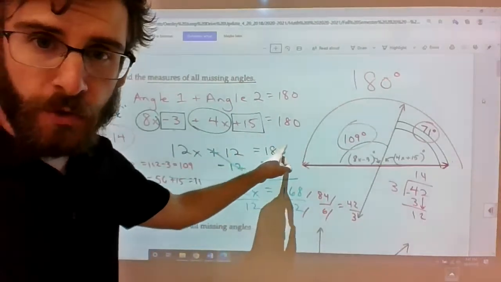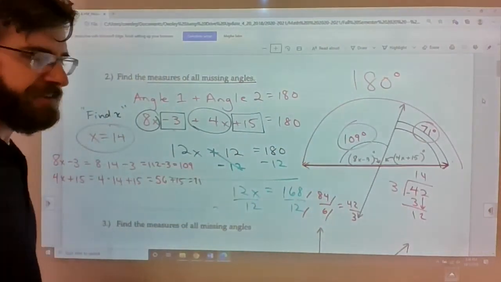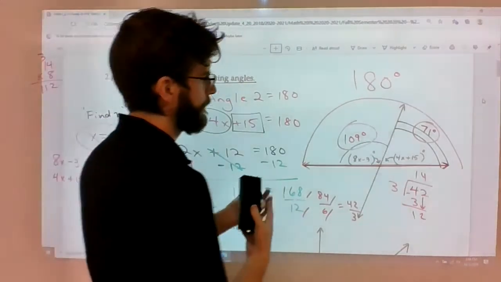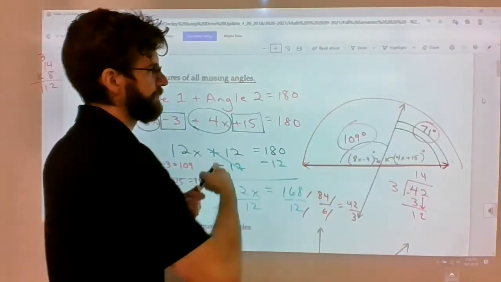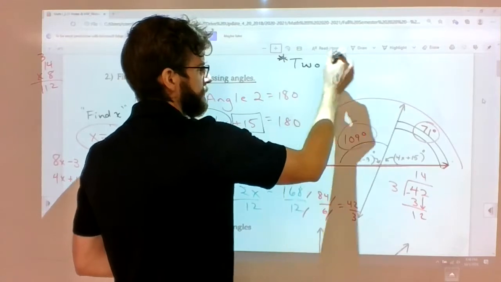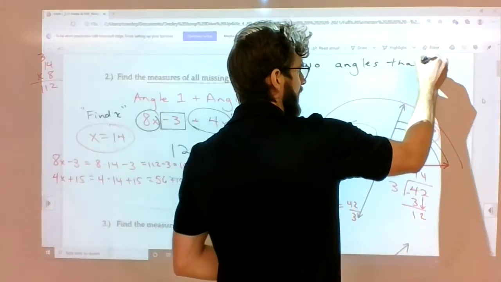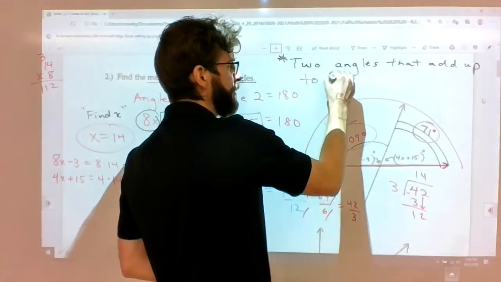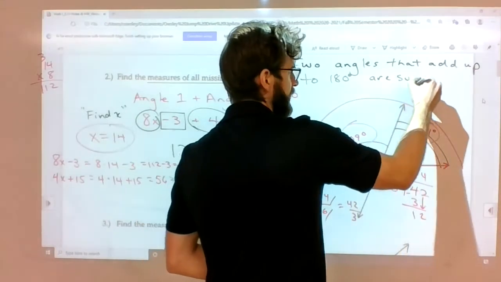Right, two angles that add up to 180 degrees have a special term. It's called supplementary. So you might want to write this on your notes somewhere. Two angles that add up to 180 degrees are supplementary angles.